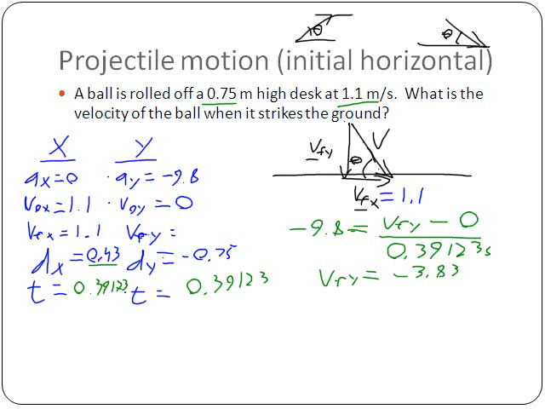So negative 3.834 meters per second. It is negative. That confirms the fact that if you look at this vector right here, you can see it goes down. That's consistent with that. That's where that negative sign comes into it. So first thing, let's figure out what the velocity is.